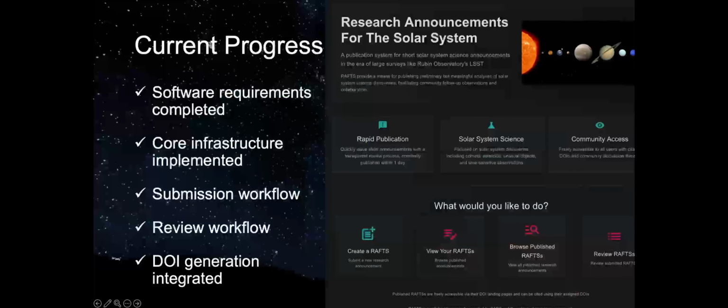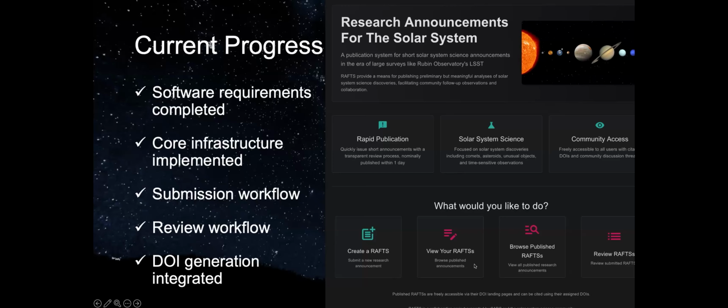Like I said, we're very nearly complete, so I put a little current progress here to show that we've ticked off most of these things. We worked through the software requirements with a whole load of feedback from the community to make sure that we were hitting everything that people wanted. All of that's largely implemented, with the submission workflow and the ability for reviewers to approve things, and the generation of the DOI is integrated as well.